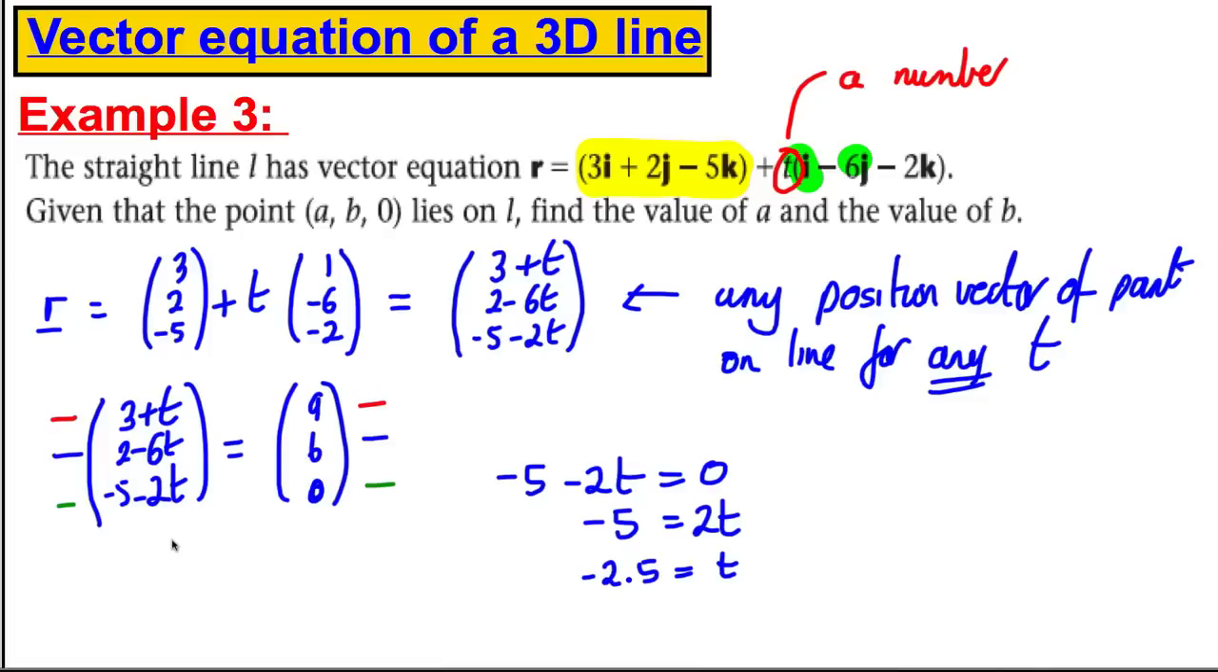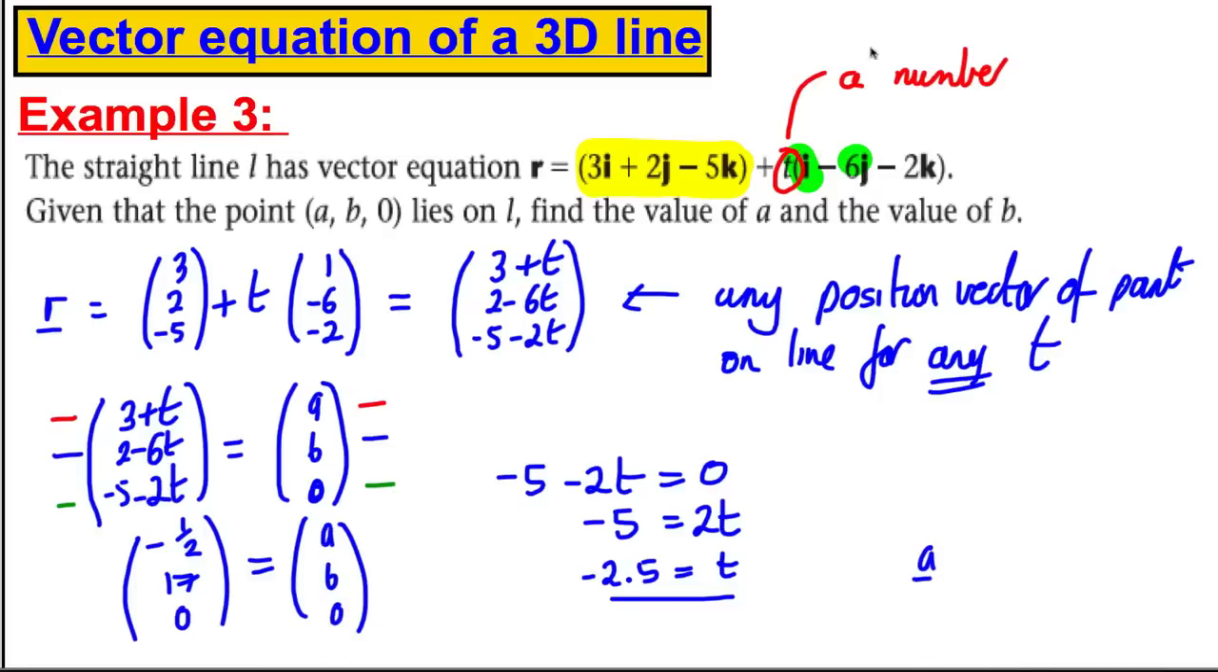So if that is our t, then 3 plus negative 2.5 would be negative a half. And 2 subtract 6 times negative 2.5, I get myself 17. And we know this is equal to 0. So that must be equal to (A, B, 0), substituting in. So that's telling me that A must be equal to negative a half, and B must be equal to 17.